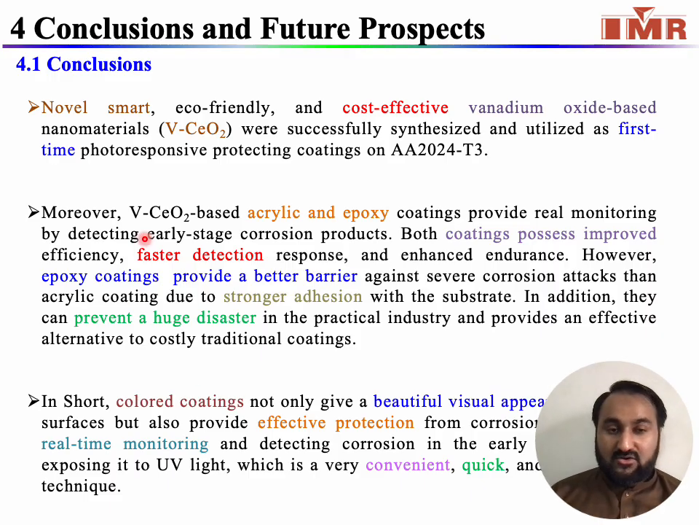So here are some conclusions. Novel, smart, eco-friendly and cost-effective vanadium oxide-based nanomaterials were successfully synthesized as a photogenic coating, and the acrylic coatings allow real-time monitoring by detecting early-stage corrosion, which is very fast. In short, the color coatings not only give a beautiful visual appearance, but also protect from corrosion with real-time monitoring, which is a very convenient, quick and fast technique.